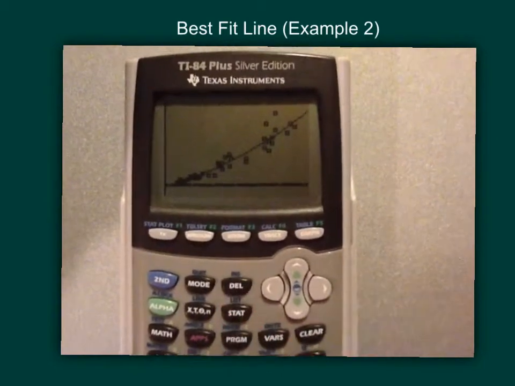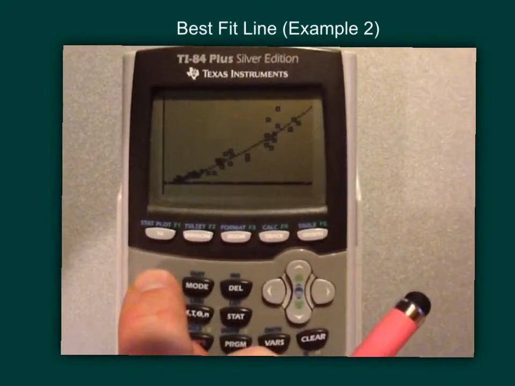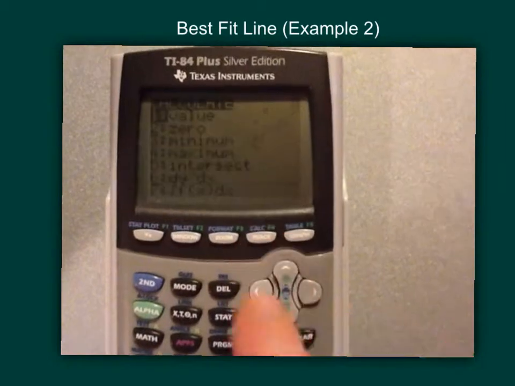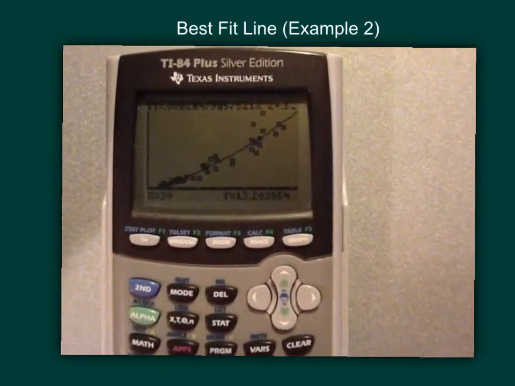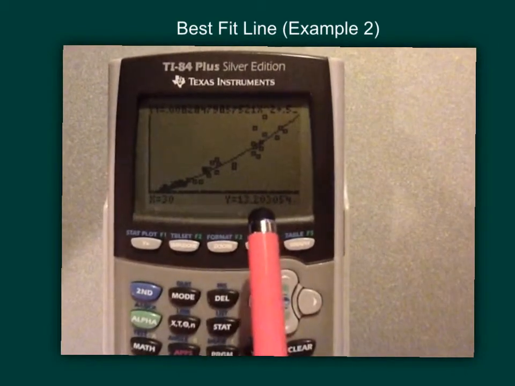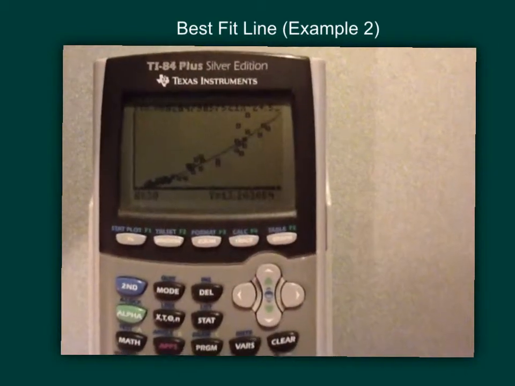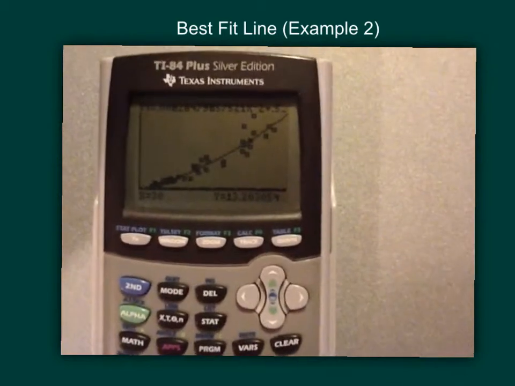Well, this is an x value. We need to find those values. So I'm going to go second function, calculate, and let's find the stopping distance at 30 kilometers per hour. And here it is at 13.2. Let's write that one down here. 13.2.